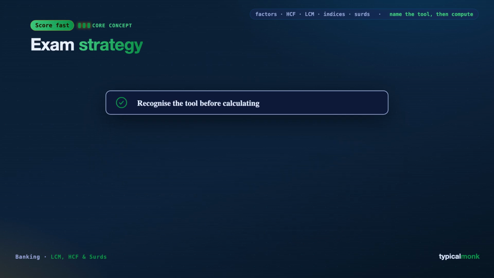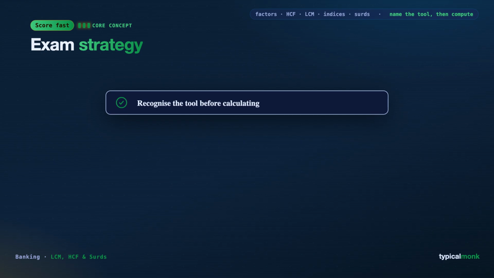Let us close by turning all of this into a smart exam approach. Because in the banking prelims, speed and correct recognition are everything. First and most important, recognition before calculation. The moment you read an HCF or LCM word problem, your first job is not to compute but to name the tool. Largest dividing quantity means HCF, smallest repeating quantity means LCM.